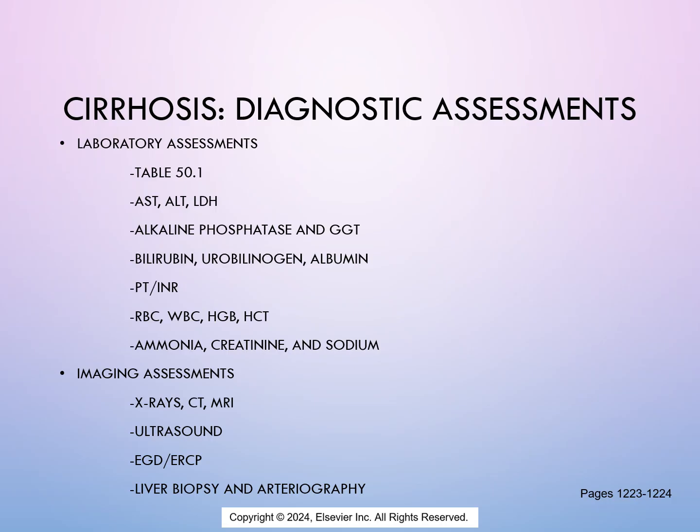Arteriography is going to be used to evaluate the portal vein by passing a catheter through the liver into the portal vein. An EGD can be used to detect upper GI complications of liver disease, such as bleeding esophageal varices, stomach irritation or ulceration, and bleeding.